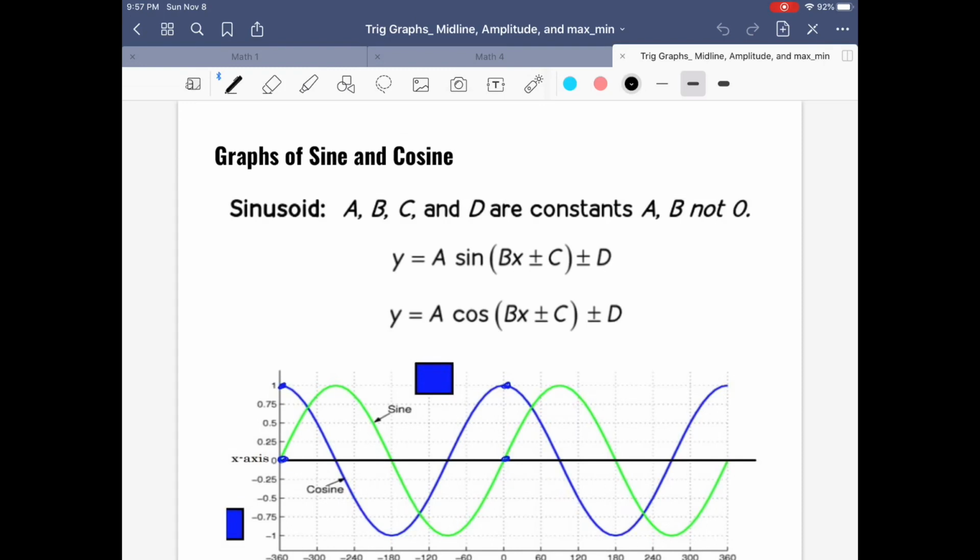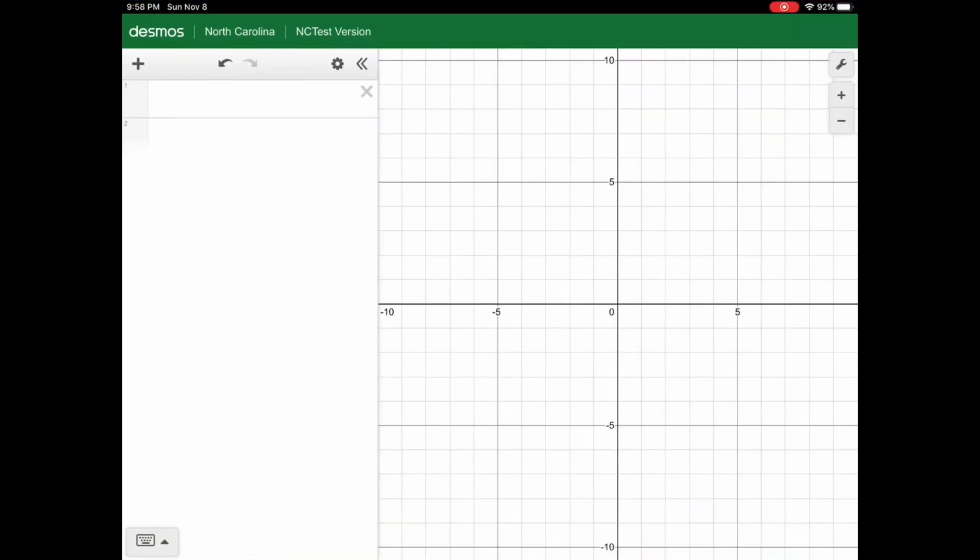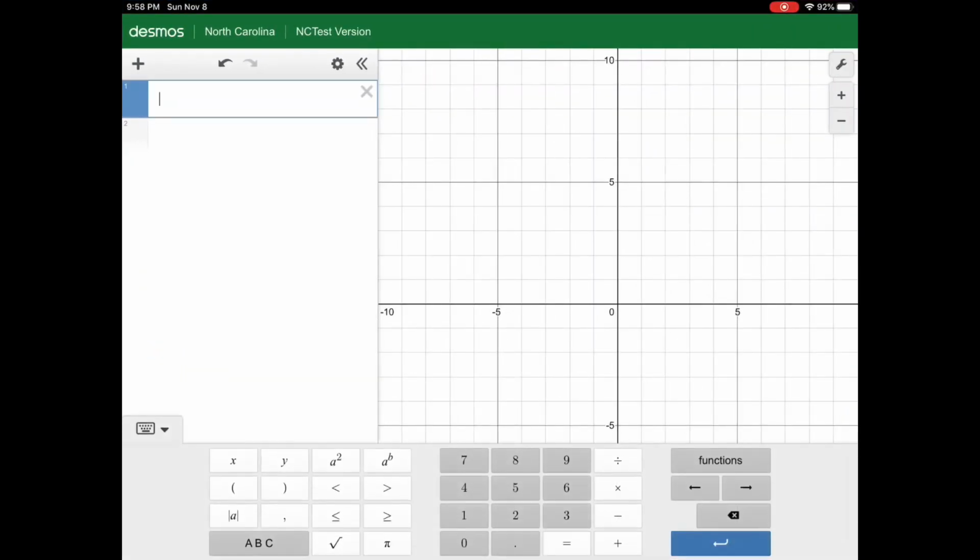a coordinate plane. So we have our basic sine graph where we have y equals a times sine of bx plus or minus c plus or minus d, and y equals a times cosine bx plus or minus c plus or minus d. And we're going to talk about what that a, b, c, and d are, how those all affect the graph. So first thing I want to look at is Desmos, and there's a reason I want to do that.